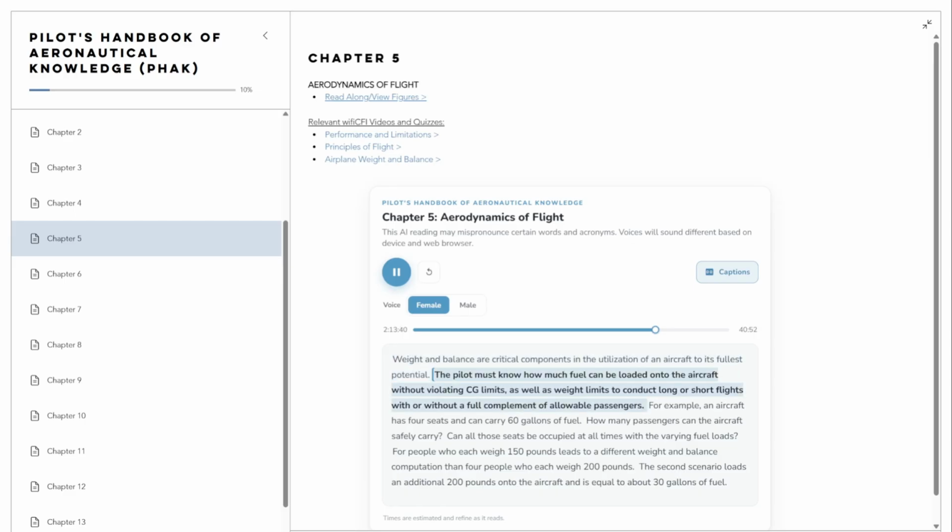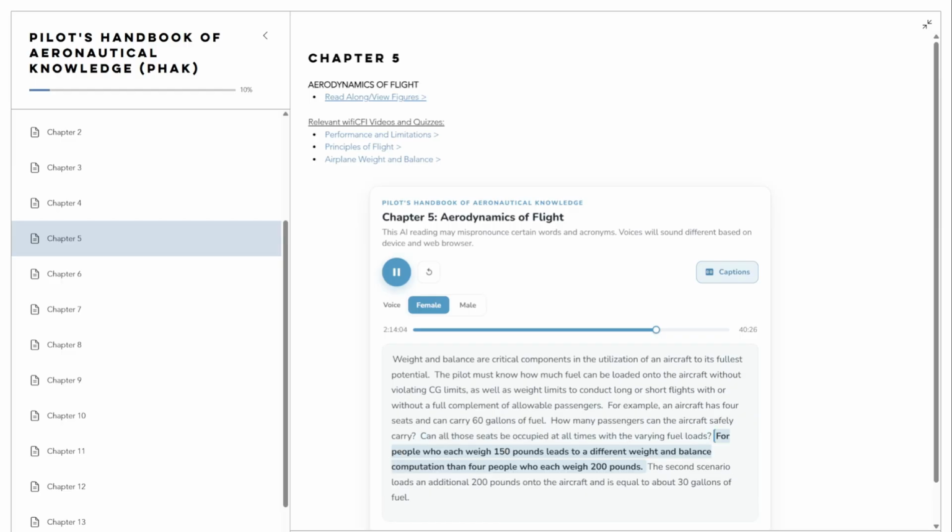The pilot must know how much fuel can be loaded onto the aircraft without violating CG limits, as well as weight limits, to conduct long or short flights with or without a full complement of allowable passengers. For example, an aircraft has 4 seats and can carry 60 gallons of fuel. How many passengers can the aircraft safely carry? Can all those seats be occupied at all times with the varying fuel loads?